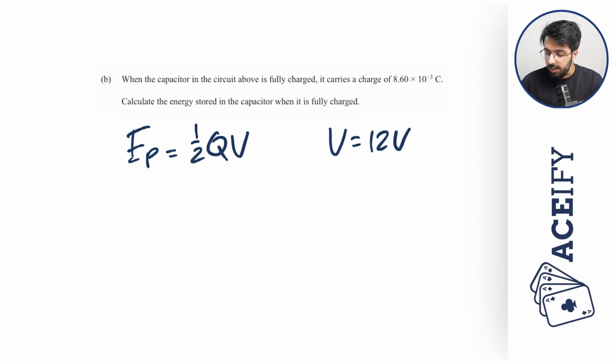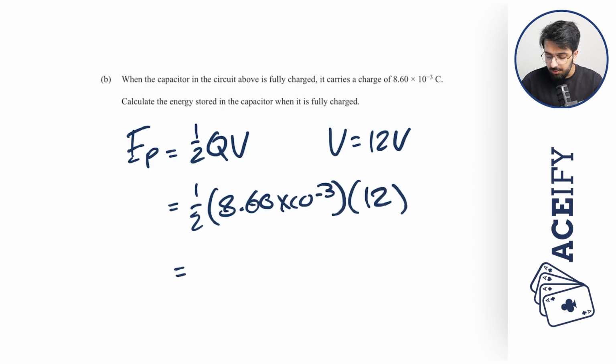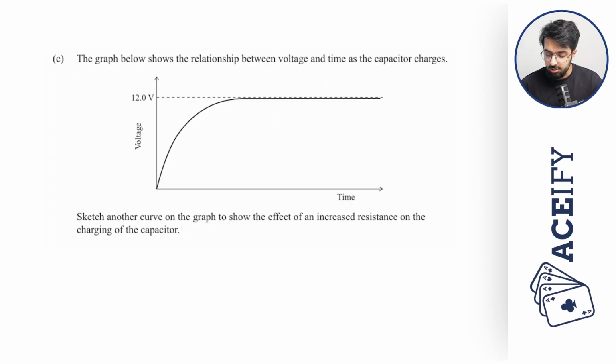And we are already given our charge. And so we get half times 8.6 times 10 to the negative 3 multiplied by 12, and this gives a value of 0.0516 joules. There we go. The graph below shows the relationship between the voltage and time as the capacitor charges.